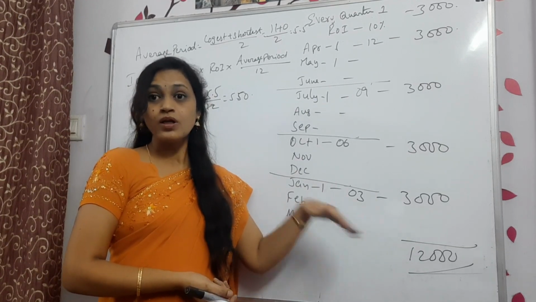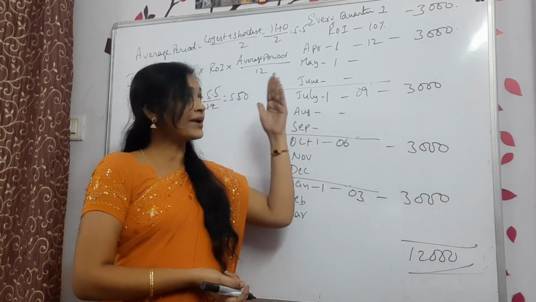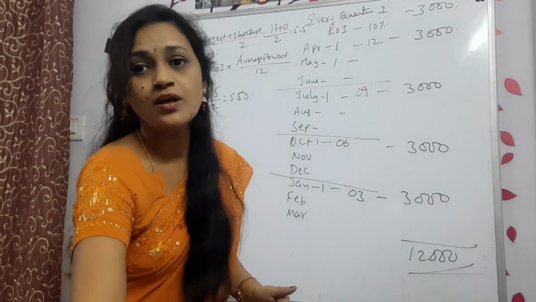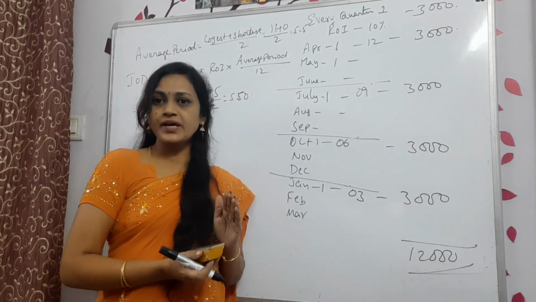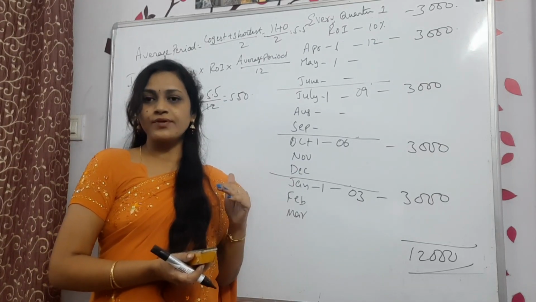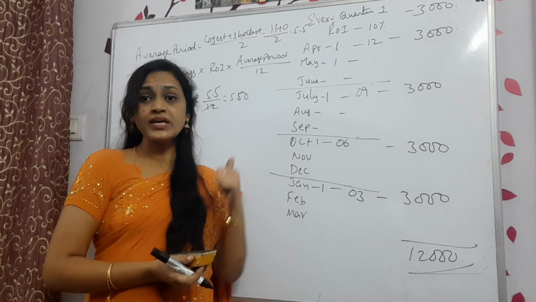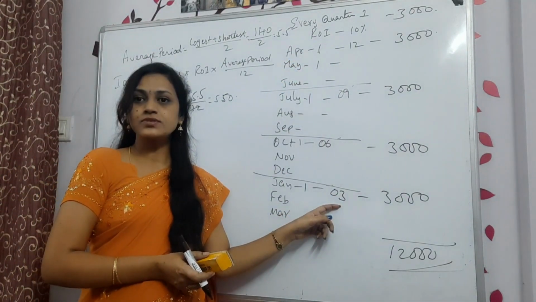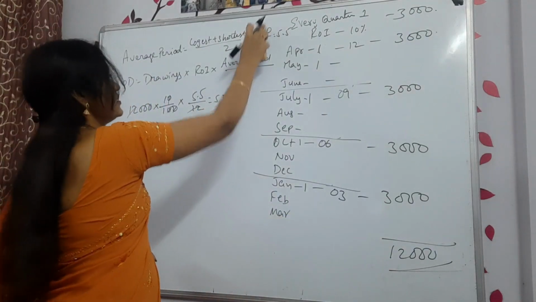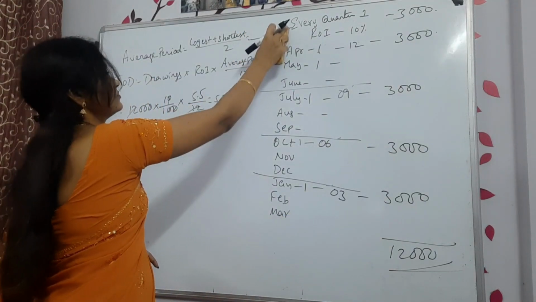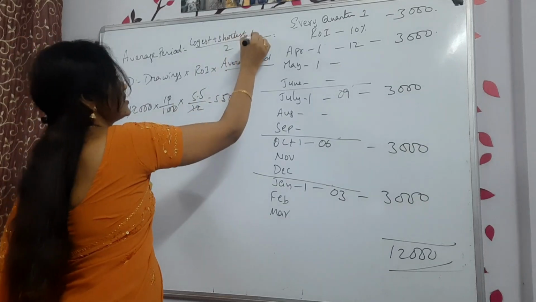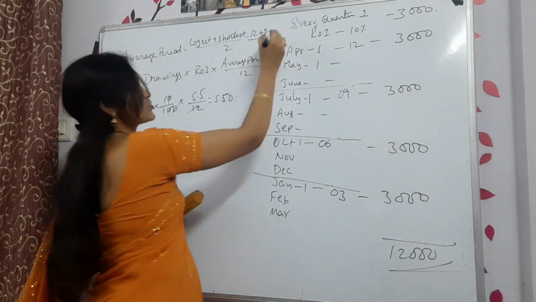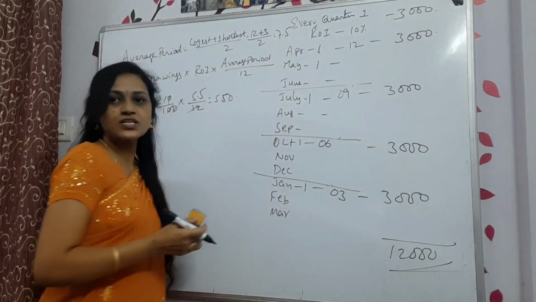Right? Now, let us see how to find out the average period. Okay? What is the formula for average period? Longest duration plus shortest duration divided by 2. Okay? What is the longest duration? 12. Shortest duration? 3. Okay? So now let's see how much we will get. Longest duration 12 plus shortest duration 3 divided by 2. So you are getting 7.5.